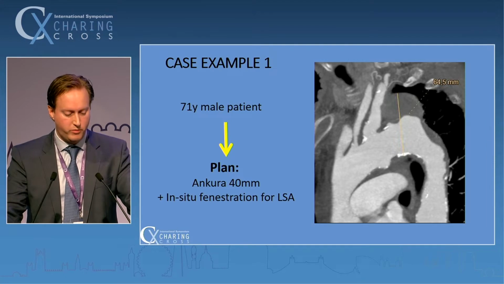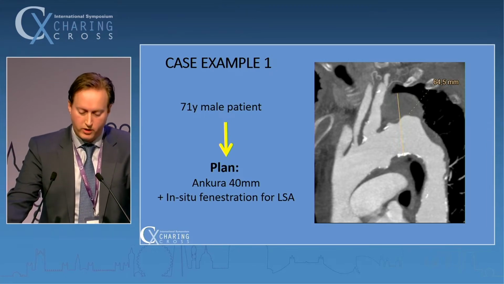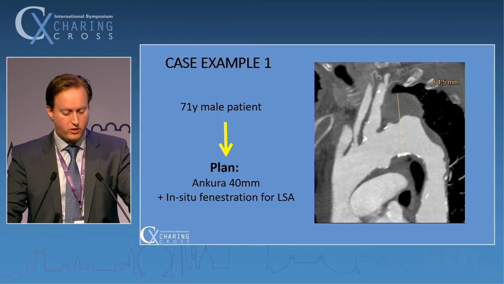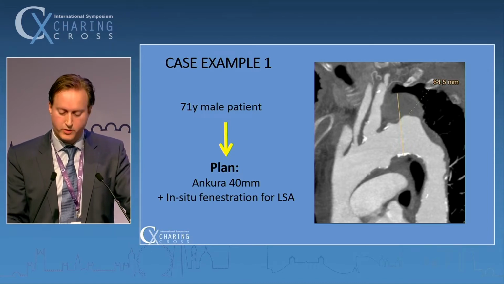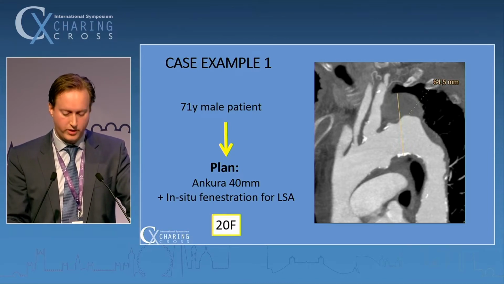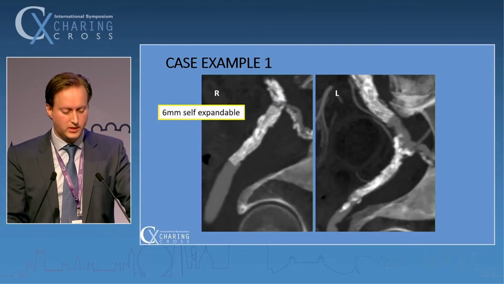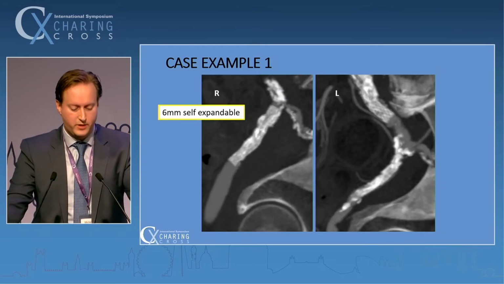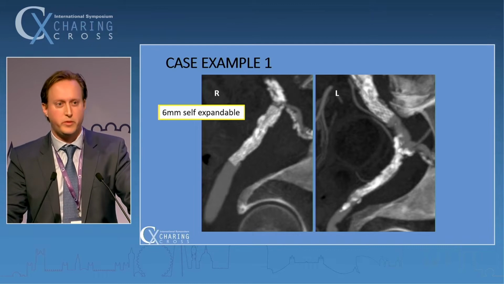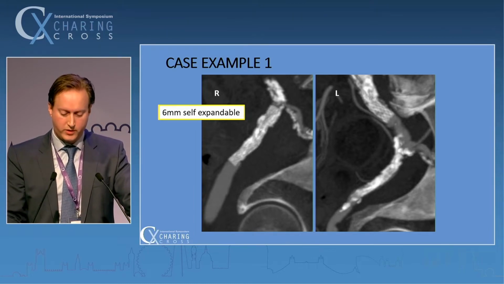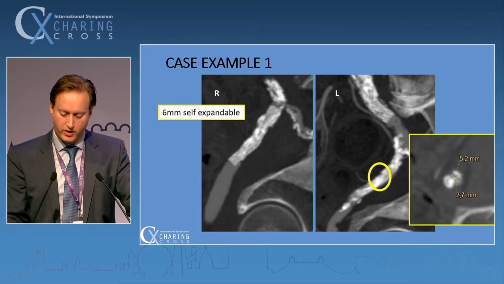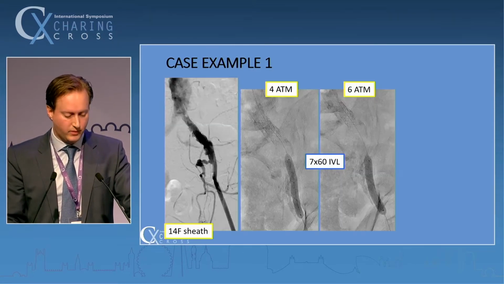This was a 71-year-old male patient with a large aneurysm at the arch, and the plan was to implant a thoracic endograft with an in situ fenestration for the left subclavian artery, a 20 French device. And these are his access vessels. On the right side, he had a 6 millimeter self-expandable stent, so we could forget about this. And on the left side, we have this heavily calcified external iliac artery with an MLD of 5 millimeters.